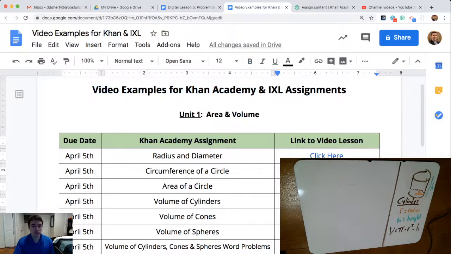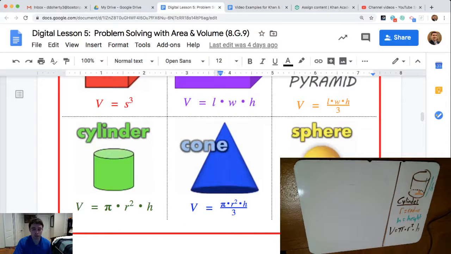Specifically, the video examples of the problems we'll be going through for this video are from the volume of cylinders assignment. So, before we get into the actual problems, we're going to talk about what a cylinder is and the volume formula that works with it.